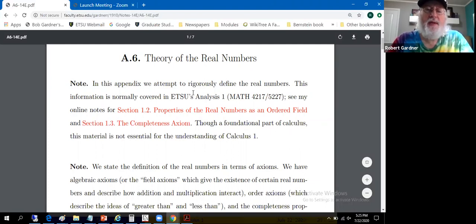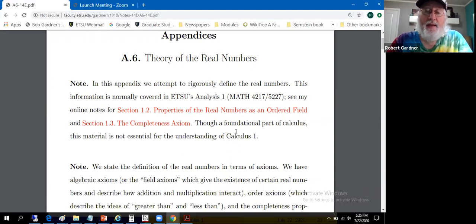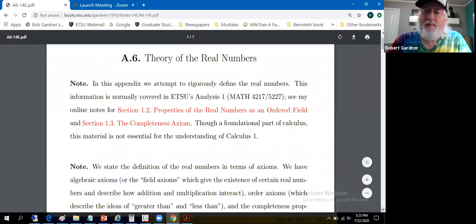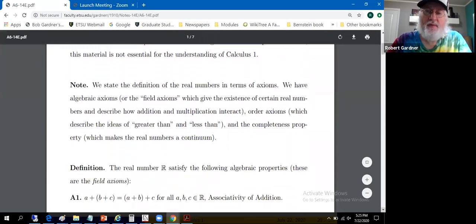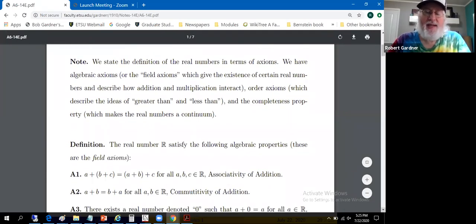So in this appendix, we attempt to rigorously define the real numbers. This is normally a topic from a senior level analysis class. I've got a couple of sections of notes posted on exactly this kind of thing. This is a foundational part of calculus and analysis. Maybe not entirely essential for the understanding of Calculus 1, but worth your while to go through it and give it a shot. I tried to make it as tangible as I can.